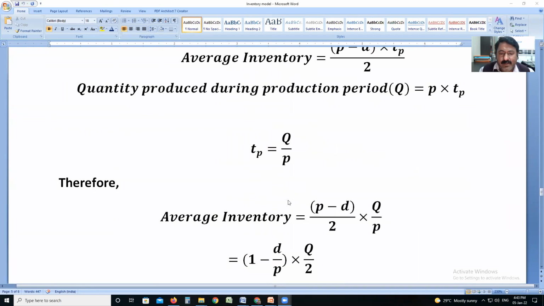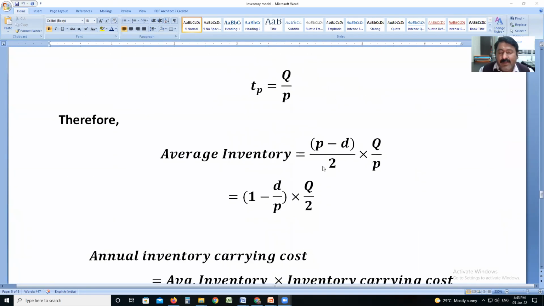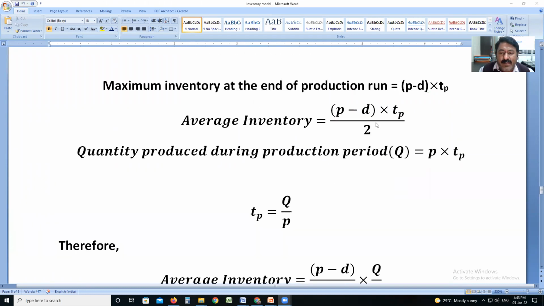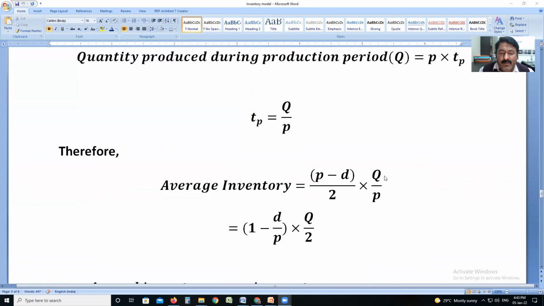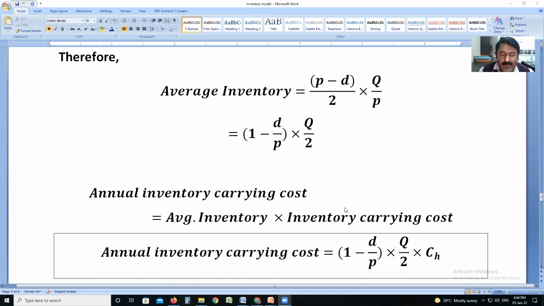Okay. Let us proceed further. Average inventory is equal to (P minus D) by 2, into TP. The value of TP is placed as Q by P. Then P is taken on this side, 2 taken on this side, and with modification, (1 minus D by P) into Q by 2. So some modification is made.